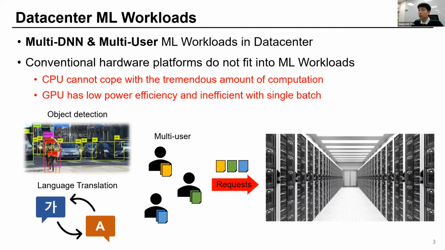Recently, multi-DNN machine learning workloads of multi-users are being performed in the data center. However, conventional hardware platforms do not fit ML workloads. In the case of CPU, it does not fit the tremendous amount of computation, and in the case of GPU, it is inefficient under certain conditions and has power efficiency problems, because GPU is designed for high throughput, so the performance and latency are not good in single batch requests. That's why AI hardware accelerators emerged for AI operations.